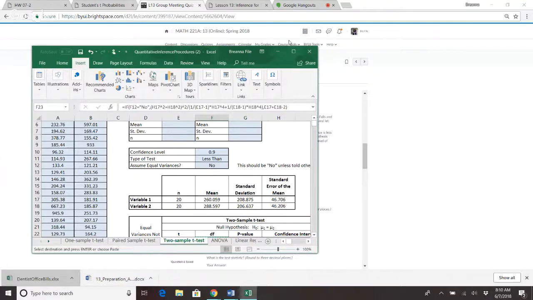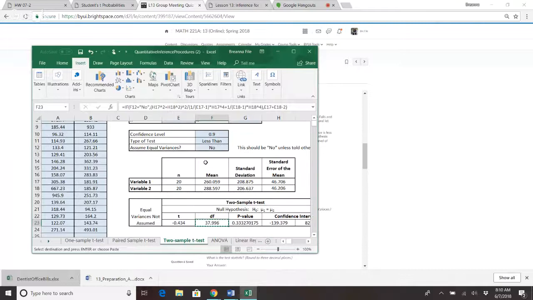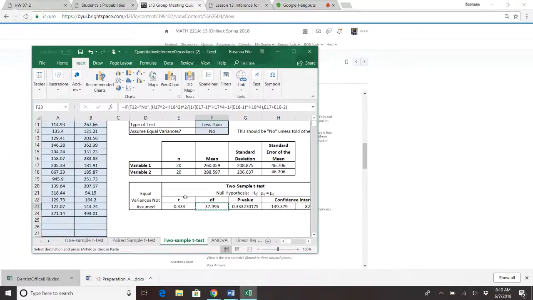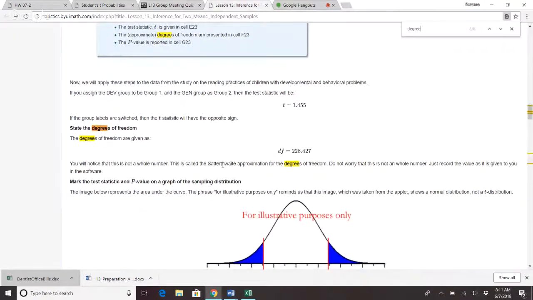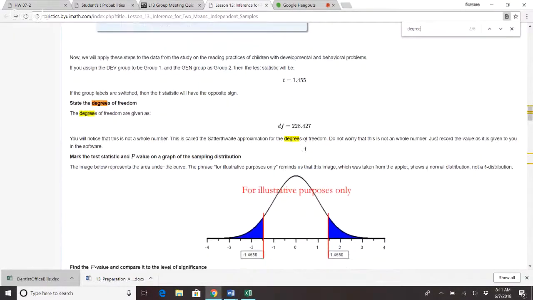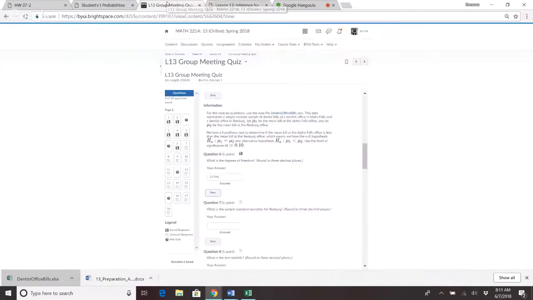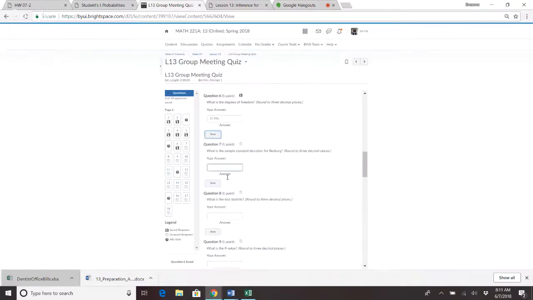Okay. All right. So our question is, what's the degrees of freedom? Which is 37.997. And I looked up in the lesson why, like how last chapter it was just one under. And in the reading, it says, you'll notice that this is not a whole number. This is called the Satterthwaite approximation for the degrees of freedom. Do not worry that this is not a whole number. Just record the value as it is given. So I'm like, okay, no more questions about that. The value as it's given is good.